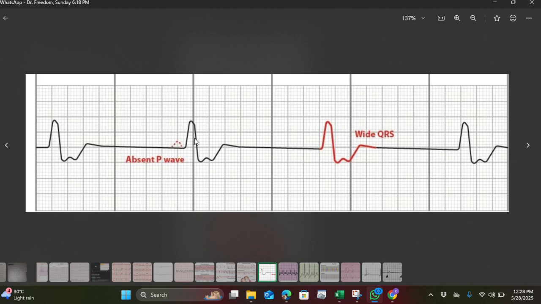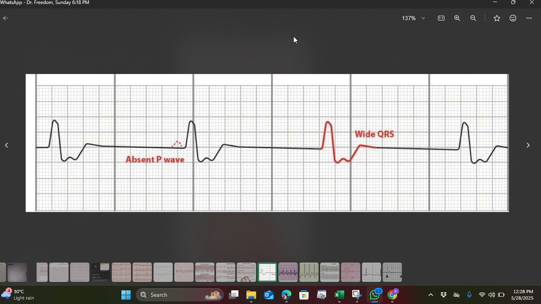We have wide QRS complex, no P wave, and then wide T wave. Why? Because it is slow. The ventricles are depolarizing very slowly, they are also repolarizing very slowly.